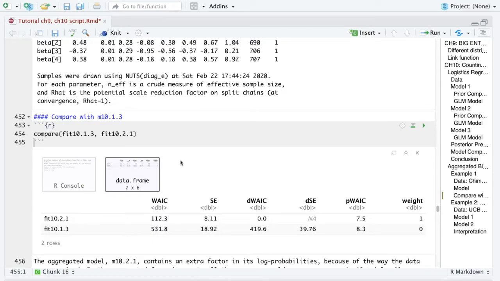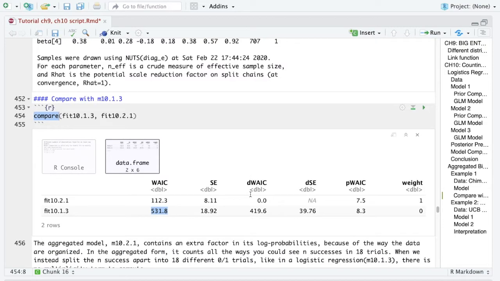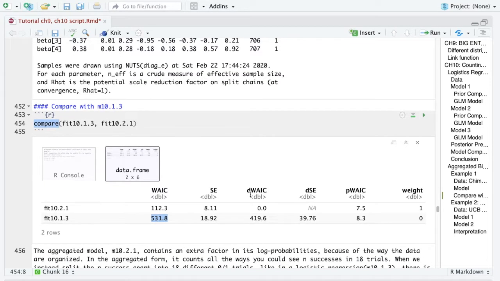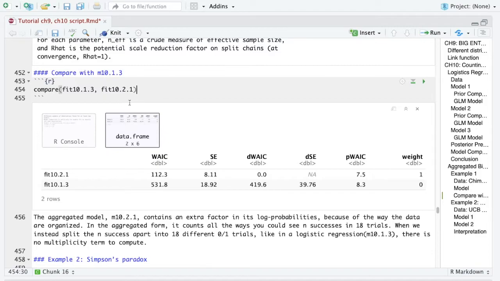You may also want to compare the WAIC value using the rethinking compare function. And you will notice that wow, the aggregated binomial model has a much smaller WAIC value compared with the logistic regression model. However, this is not true, because the aggregated model contains an extra factor in its log probabilities because of the way the data are organized. In the aggregated form, it counts all the ways you could see n successes in 18 trials. So basically, these 2 models have totally different likelihood functions, so the WAIC values cannot be compared.